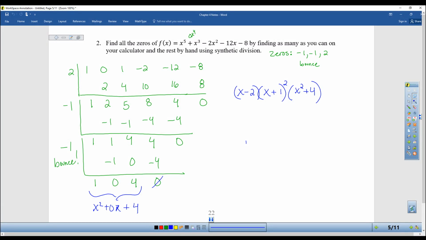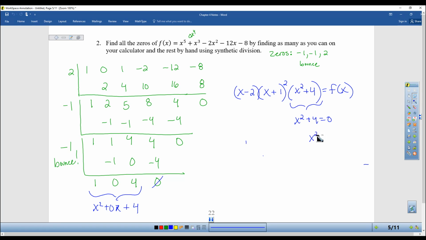So one of the biggest problems, I think I said this like 5 minutes ago, that kids have is not following the directions. This didn't say to factor. There are going to be questions on the Chapter 4 test where the directions say factor. This would be the answer. But it doesn't. It says find all the zeros. So what you want to do is figure out when this is equal to 0. You know when this is equal to 0. You know when this is equal to 0. So when is this equal to 0?